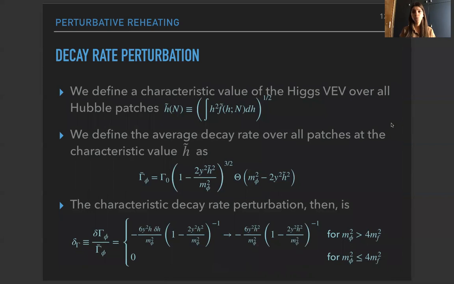Now, since we did not want to calculate a full distribution of temperature fluctuations, in order to be more computationally feasible, we defined a characteristic value of the Higgs PDF as just the standard deviation of the PDF, since the mean of the PDF is always 0. We could then define a background decay rate, averaged over all Hubble patches and space independent, as the decay rate at that particular characteristic value, and also the perturbation of the decay rate as just the variation in the decay rate over the background, again at this characteristic H tilde value.